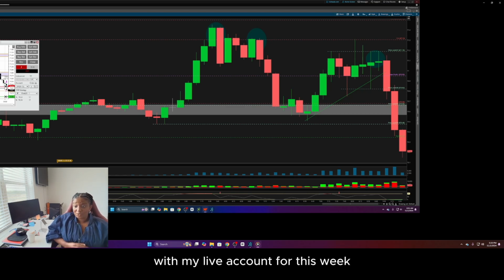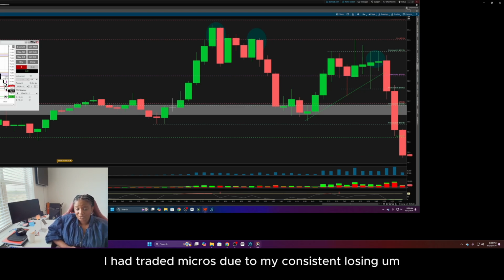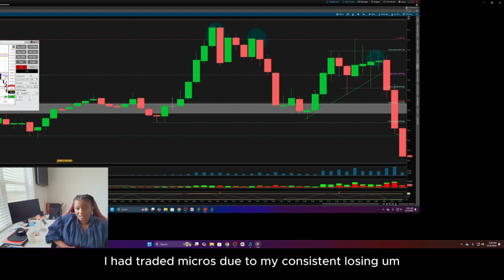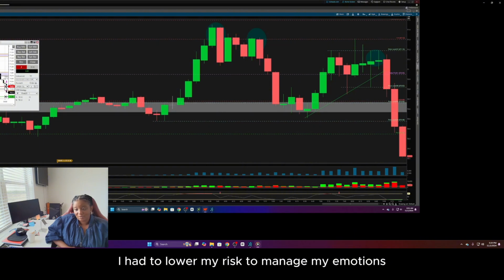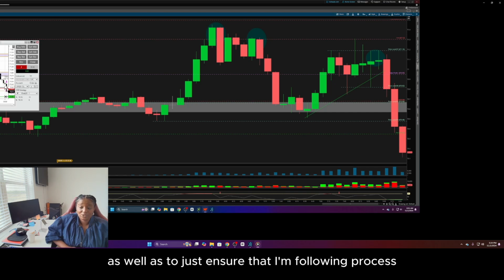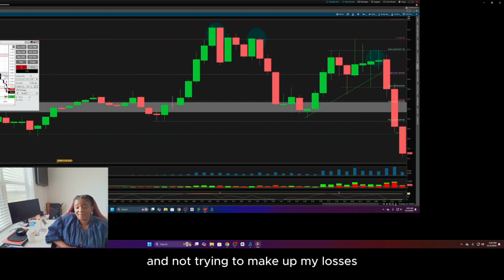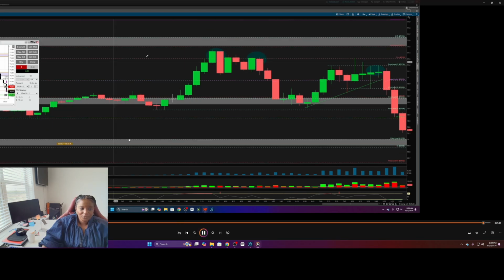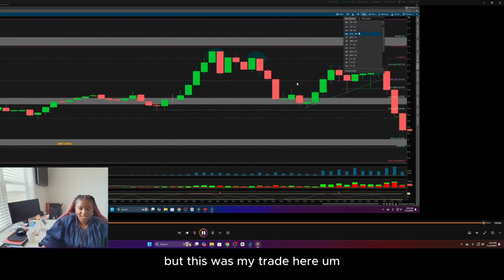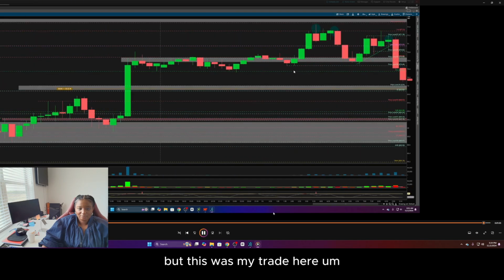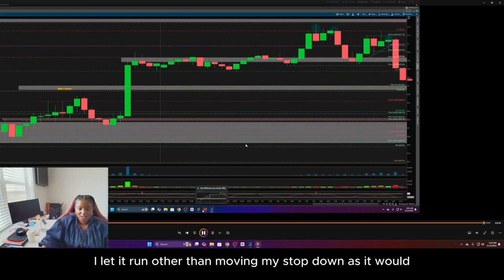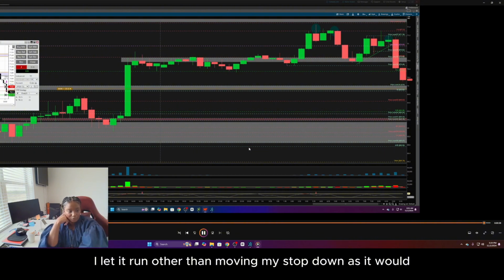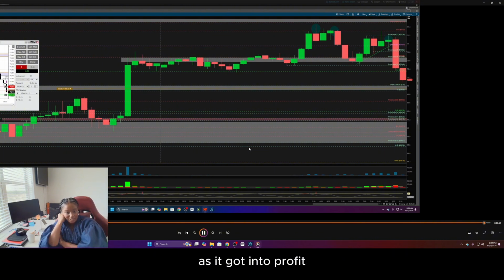But for my live accounts this week, I had traded micros due to my consistent losing. I had to lower my risk to manage my emotions, as well as to ensure that I'm following process and not trying to make up my losses. But this was my trade here. I let it run, other than moving my stop down as it got into profit.